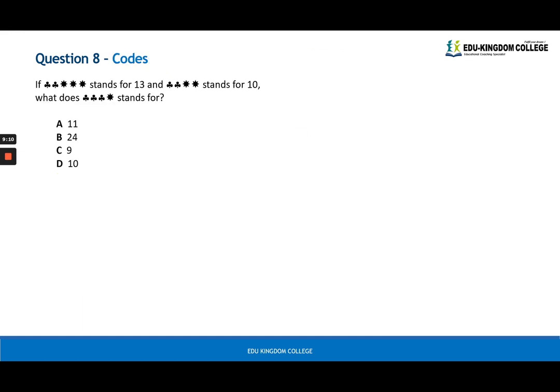Okay, question 8, we have codes. So you can see that the only difference between this and this is 1 extra star. If you look at the difference in value, you can see that the star is equal to 3. So from there you can work this out. 3, 6, and 6 minus from 10 is 4. So that means these clubs or clovers are 2 each. So what does this stand for? 2 plus 2 plus 2 plus 3. 6 plus 3 is 9. Option C.